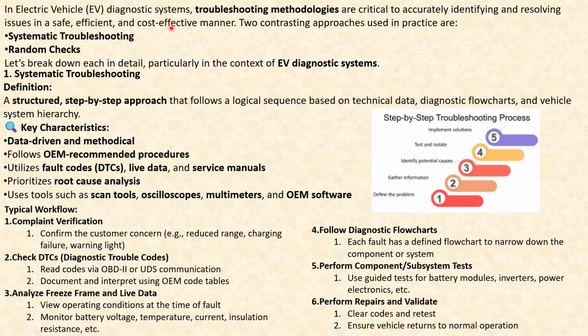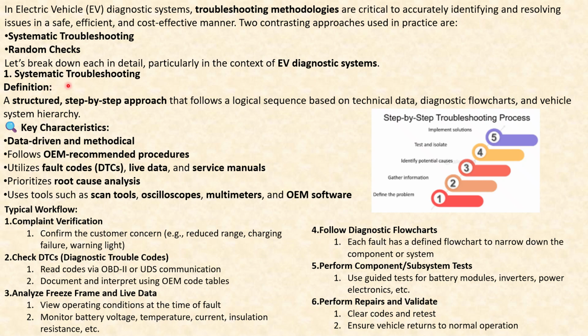Now, in electric vehicle diagnostic systems, troubleshooting methodologies are critical to accurately identifying and resolving issues in a safe, efficient, cost-effective manner. This is something everybody knows, but there are two contrasting approaches. The first approach is called systematic troubleshooting and the second is random check. Now let's break down each in detail, particularly in the context of EV diagnostic systems.